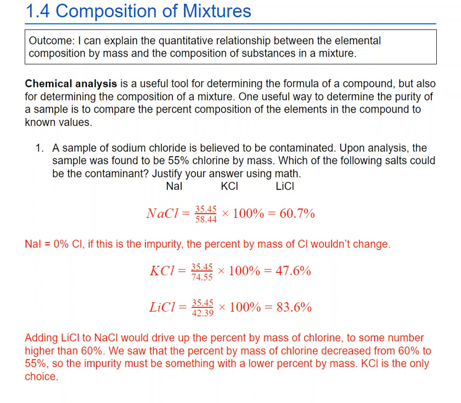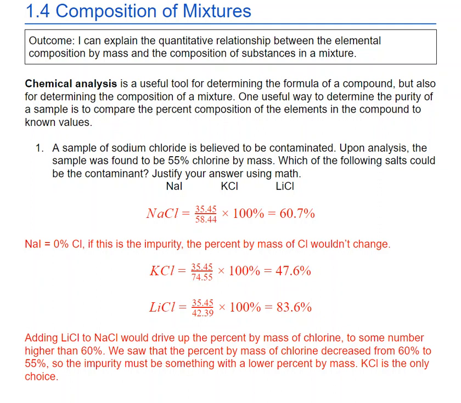So the first choice here is NaI. That's 0% chlorine. So if this is the impurity, it's not going to change the percent by mass of chlorine into a number like 55. So the choices that we have really come down to KCl and LiCl.